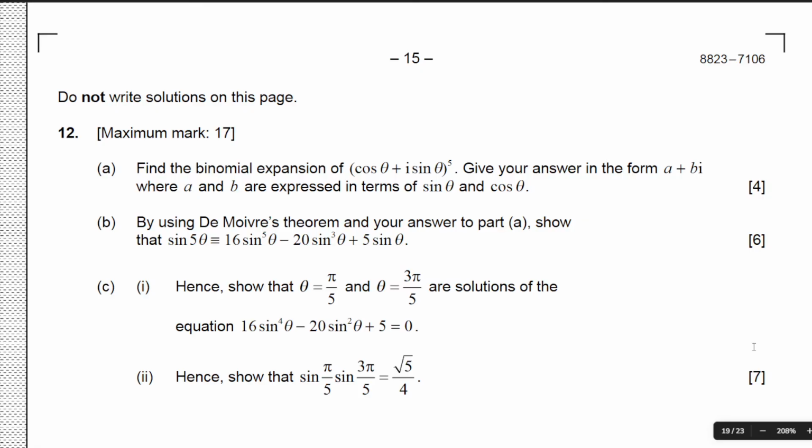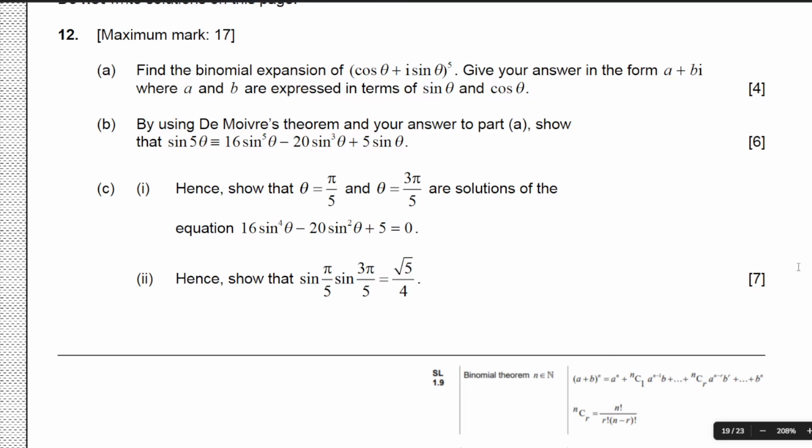sin 5 theta is equivalent to 16 sin to the power 5 theta minus 20 sin cubed theta plus 5 sin theta. Hence show that theta equals pi over 5 and theta equals 3 pi over 5 are solutions of the equation 16 sin to the power 4 theta minus 20 sin squared theta plus 5 equals 0. Hence show that sin pi over 5 times sin 3 pi over 5 is equal to root 5 to the power 4.